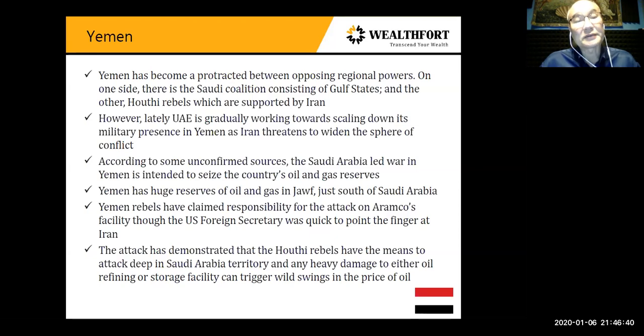Now, Yemen has huge reserves of oil and gas in Jawf, just south of Saudi Arabia. Yemen rebels have claimed responsibility for the attack on Aramco's facility, though the US Secretary of State was quick to point the finger at Iran. The attack has demonstrated that the Houthi rebels have the means to attack deep in Saudi Arabian territory, and any heavy damage to either oil refining or storage facilities can trigger wild swings in the price of oil.